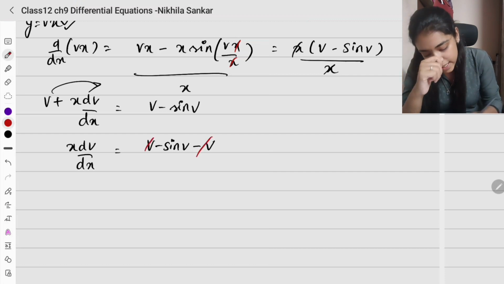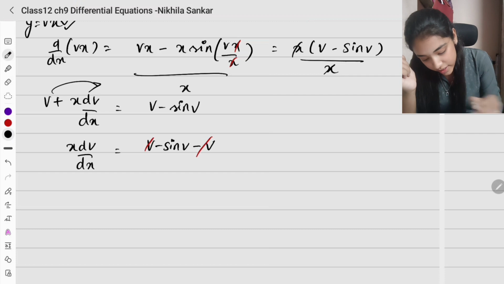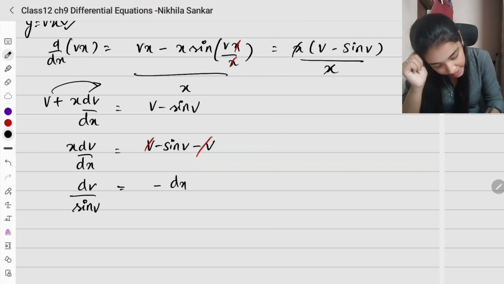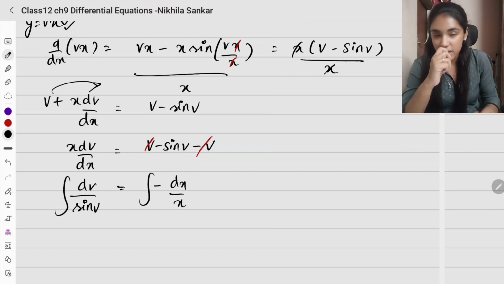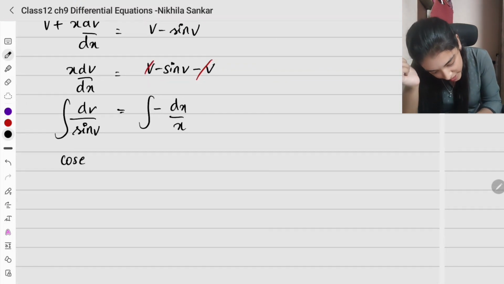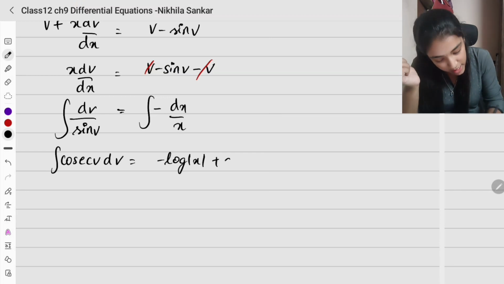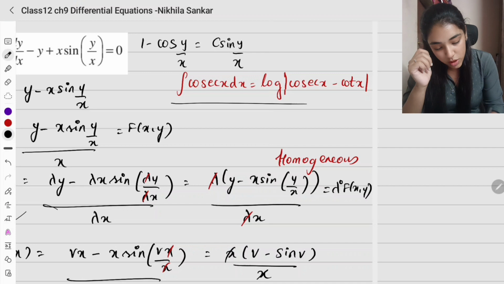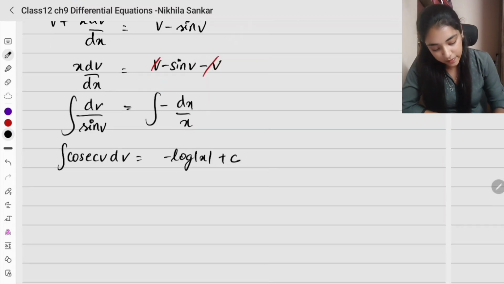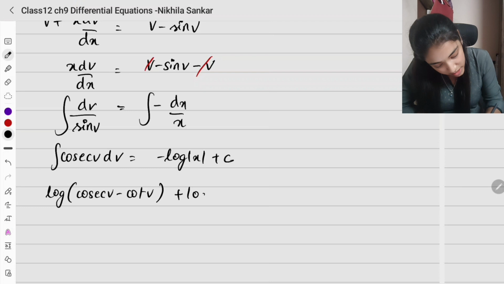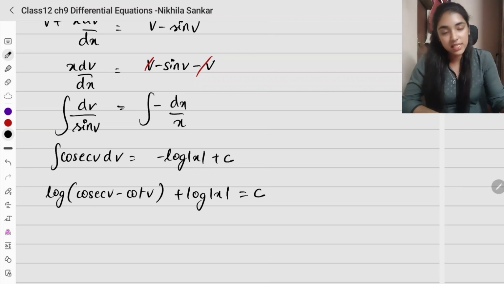So this gets cancelled. Taking v to one side and sine to the other side, what will I be left with? dv by sine v equals minus dx divided by x. I'll use this minus for x. So this is basically 1 by sine v, which is cosecant v dv, equals minus log mod x plus c. What is the integral of cosecant x? It is log of cosecant x minus cot x. Okay, so this is going to be log of cosecant v minus cot v plus log x equals c.